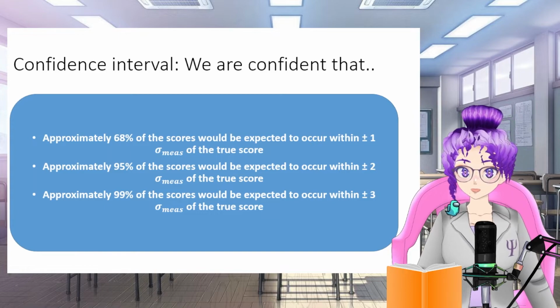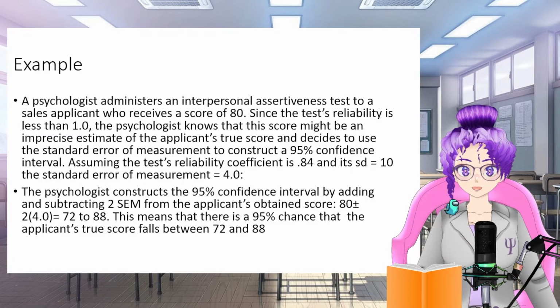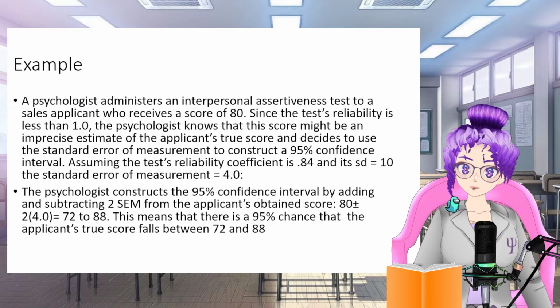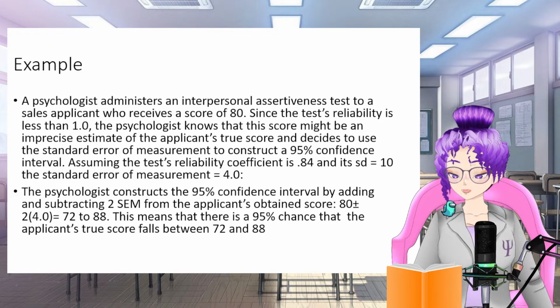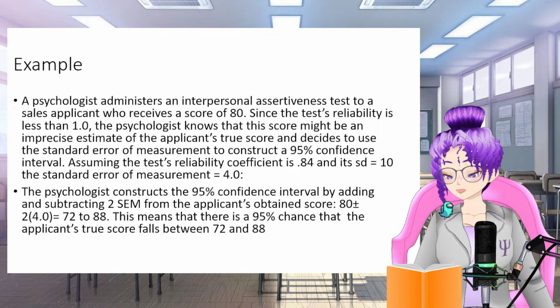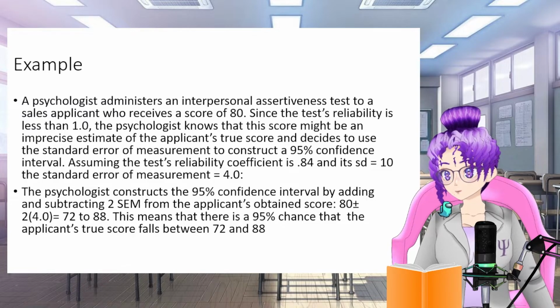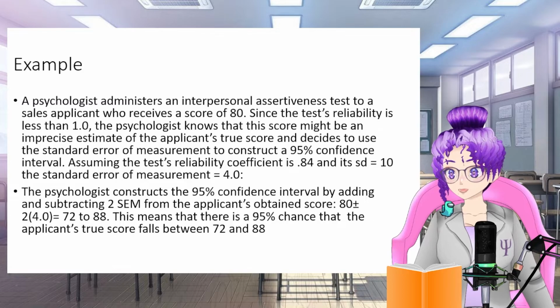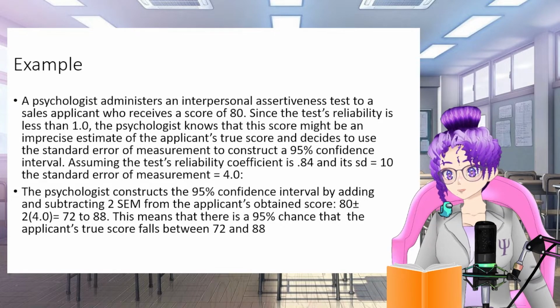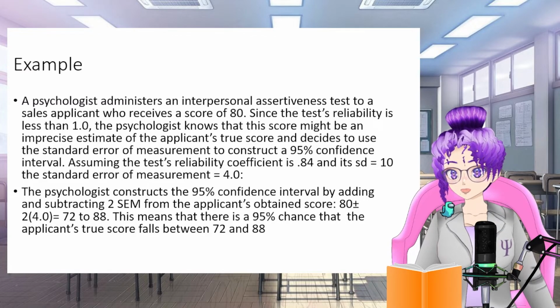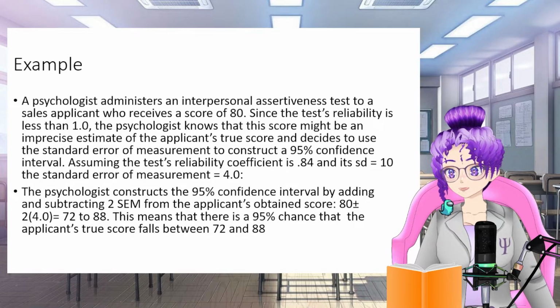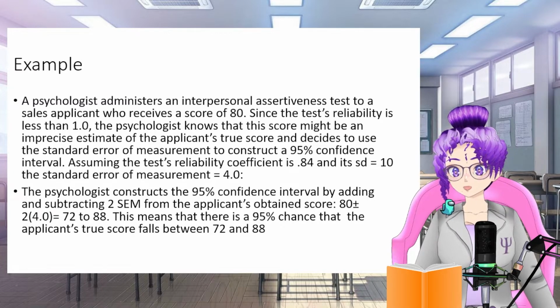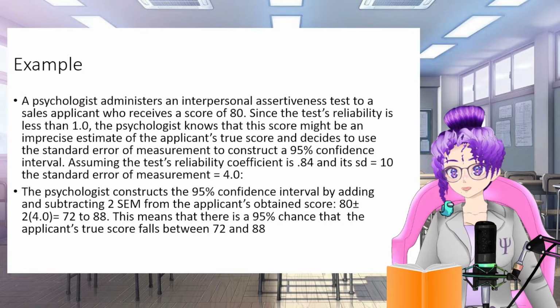So let me give you an example. A psychologist administers an interpersonal assertiveness test to a sales applicant who receives a score of 80. Since the test reliability is less than 1.0, the psychologist knows that this score might be an imprecise estimate of the applicant's true score and decides to use a standard error of measurement to construct a 95% confidence interval.